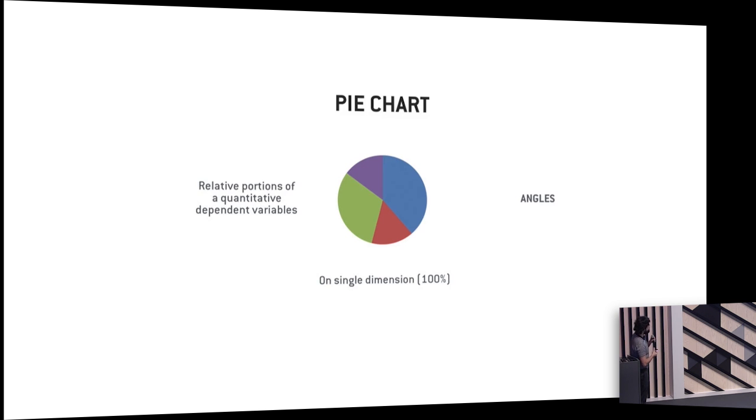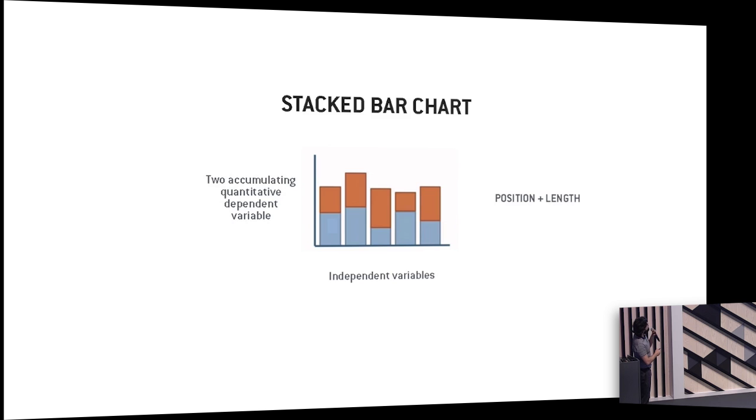For example, I don't know, the brands that are selling the 100% in a certain market, for example. And the last one is a stacked bar chart. This one you have independent variables, for example, the soccer teams, and then you have two accumulating quantitative dependent variables. For example, this one right here, it could be the perception in Twitter of a soccer team. People telling things about a soccer team. And you are dividing this conversation in negative and positive.